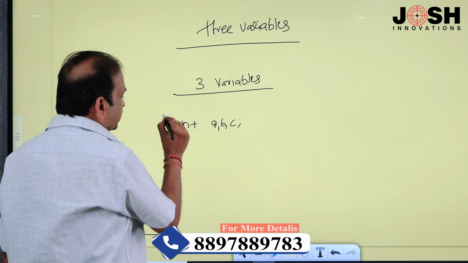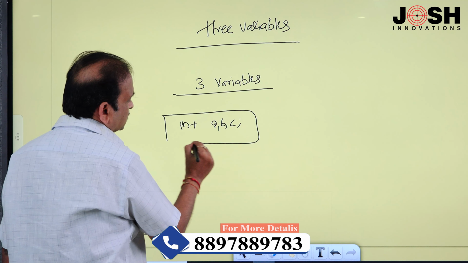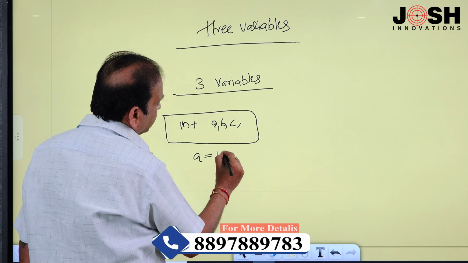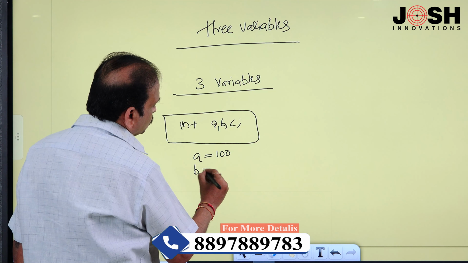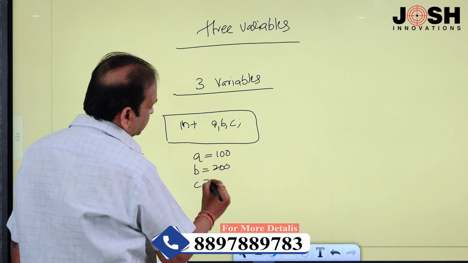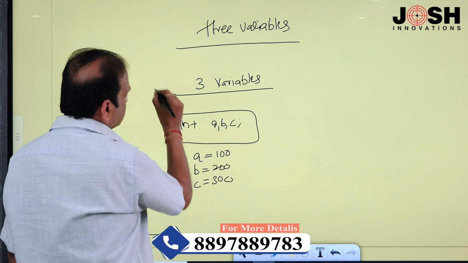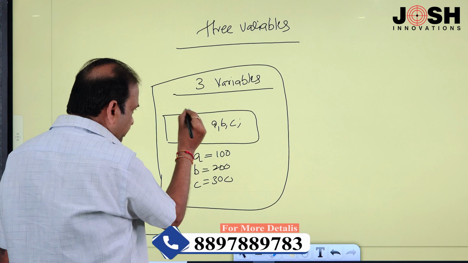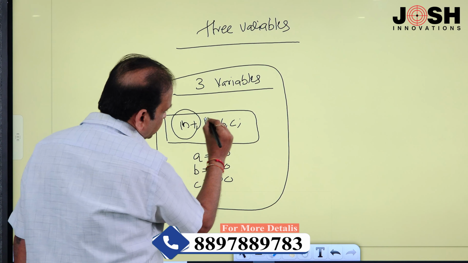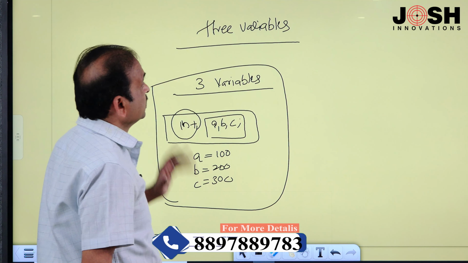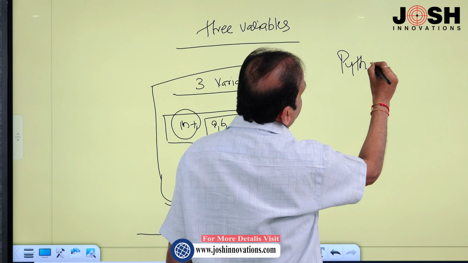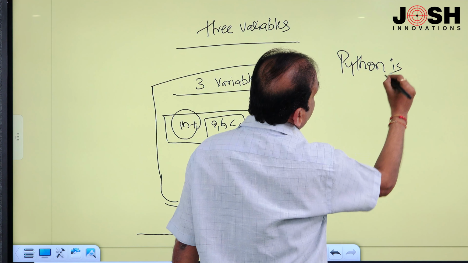This is the way to declare variables in other languages, and I want to store some values. For example, a equals 100, b equals 200 and c equals 300. Here we are specifying the data type int, and we are specifying the variables. Python is dynamic typing, and there is no need to specify any data type. Python is a dynamic type language.